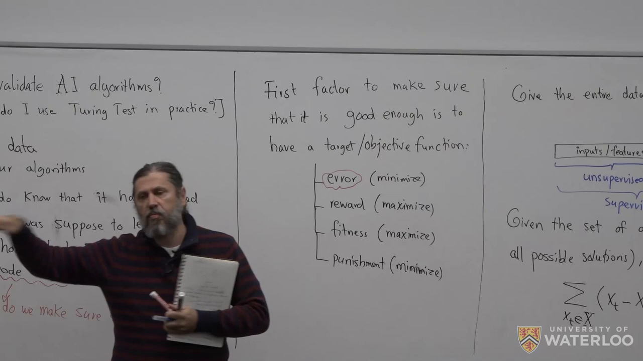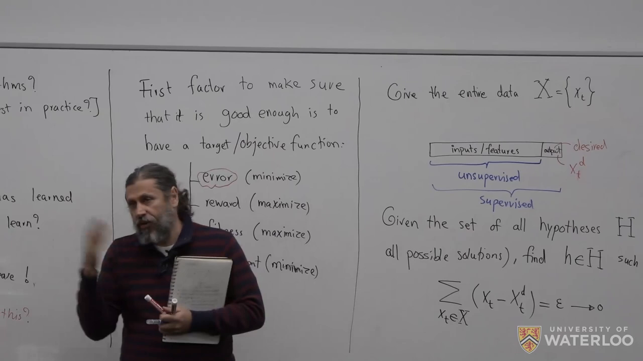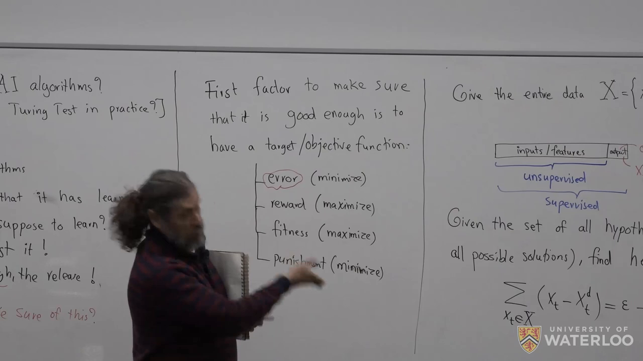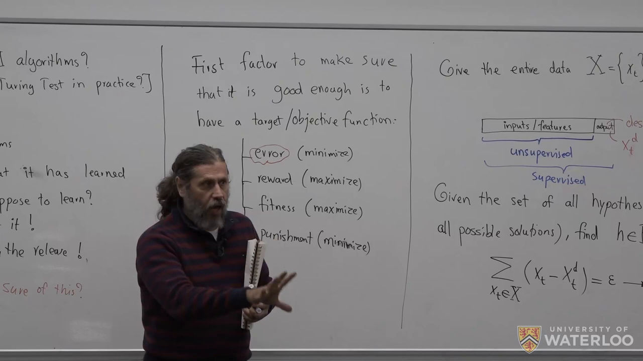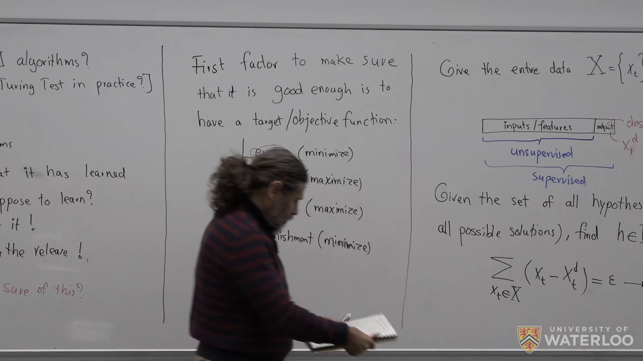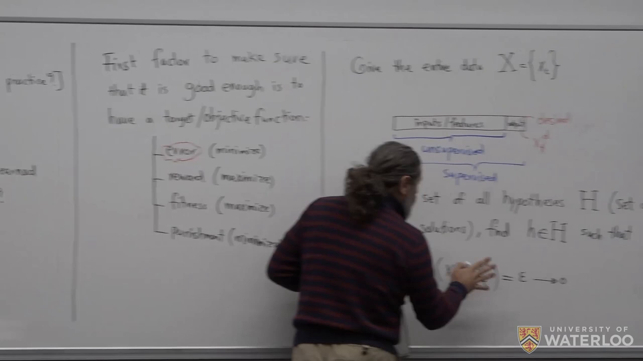Another disappointing formulation or revelation about AI: this is AI. This is what we do. We minimize the error, the difference between the output that I calculate and the output that I measure. So how do we do this? Well, first of all, this is supervised.